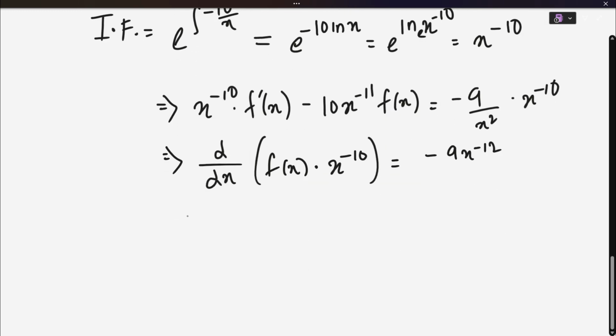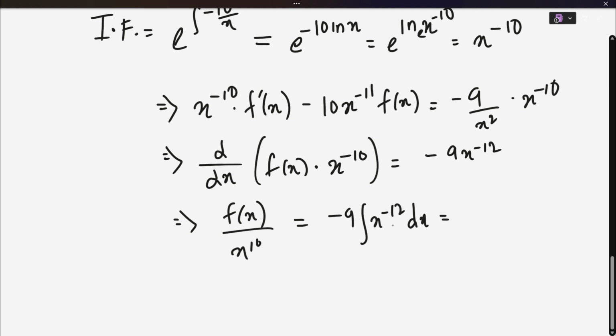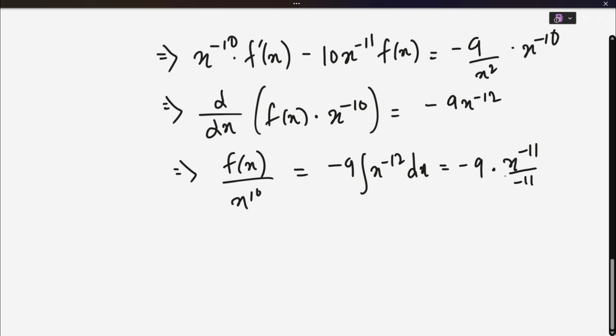Okay, now we integrate both sides, we get f of x divided by x to the power 10, and remember that x is greater than 0, so all of this makes sense, is equal to minus 9 integration of x to the power minus 12 dx. Now, this is one of the simplest integrations obviously, and this would simply give you x to the power minus 11, I guess, by minus 11. And there would be a plus c, you would get f of x by x to the power 10 equals to, so the minuses will cancel off. It will have 9 by 11 x to the power 11 plus c. Correct.